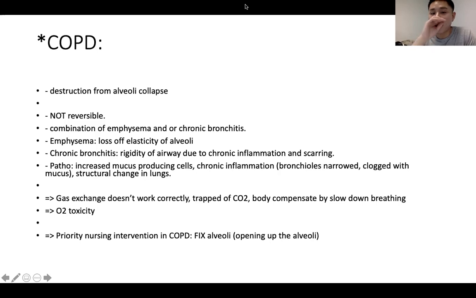So right now we are going to discuss COPD. COPD is destruction from the alveoli collapse, and it is not reversible. Earlier I mentioned asthma, and I said, please remember the keyword reversible. Here for COPD, please remember the keyword not reversible. If on the test they mention something about not reversible, it is COPD. And if it is reversible, it is asthma.